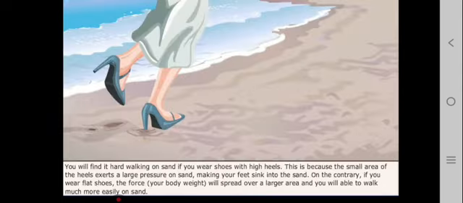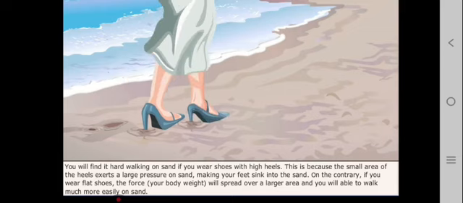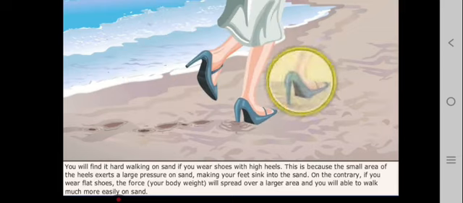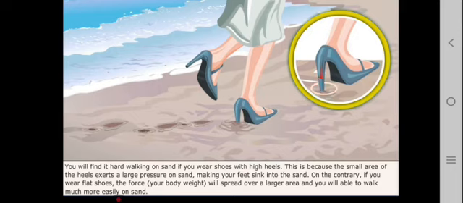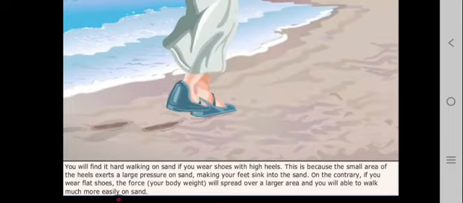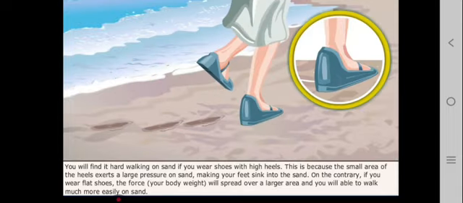You will find it hard walking on sand if you wear shoes with high heels. This is because the small area of the heels exerts a large pressure on sand, making your feet sink into the sand. On the contrary, if you wear flat shoes, the force, that is your body weight, will spread over a larger area and you'll be able to walk much more easily on sand.